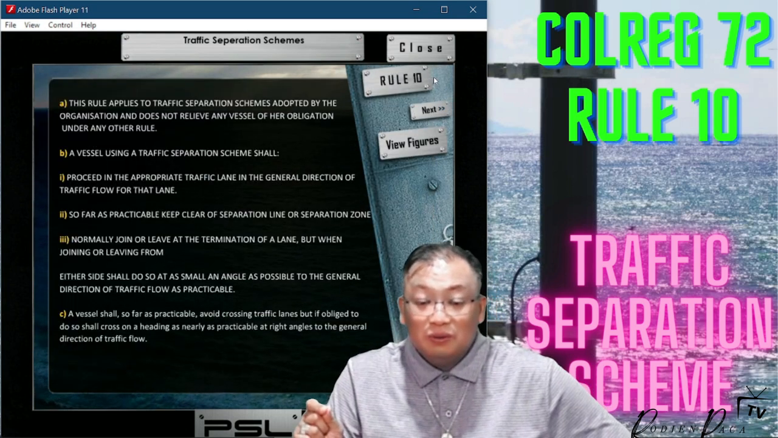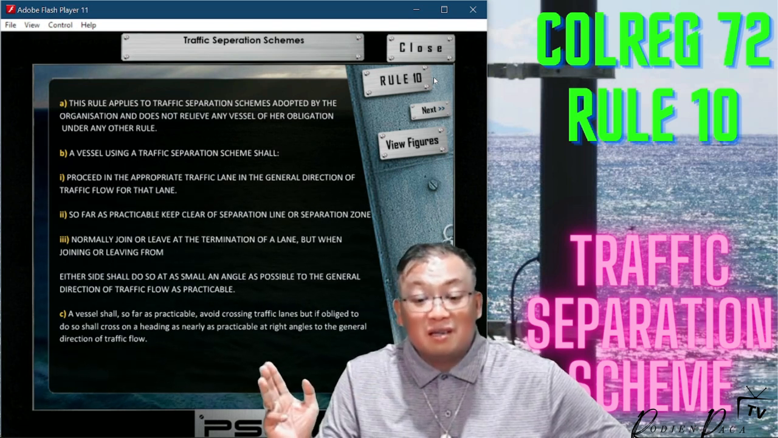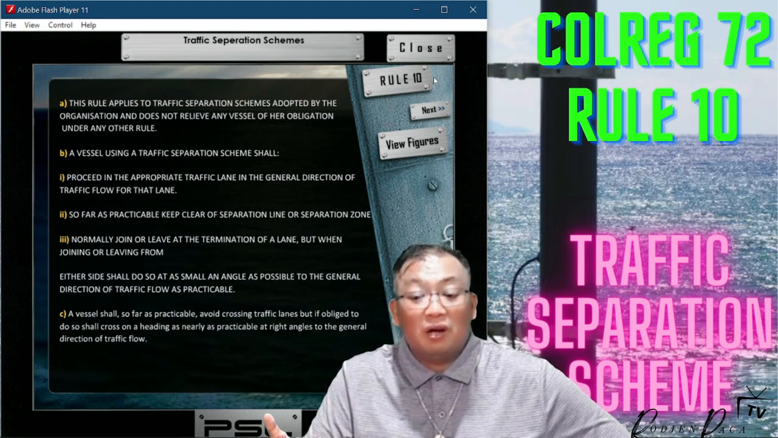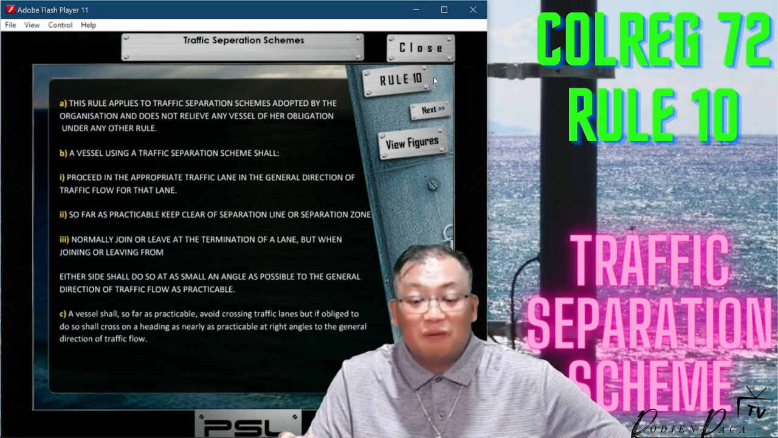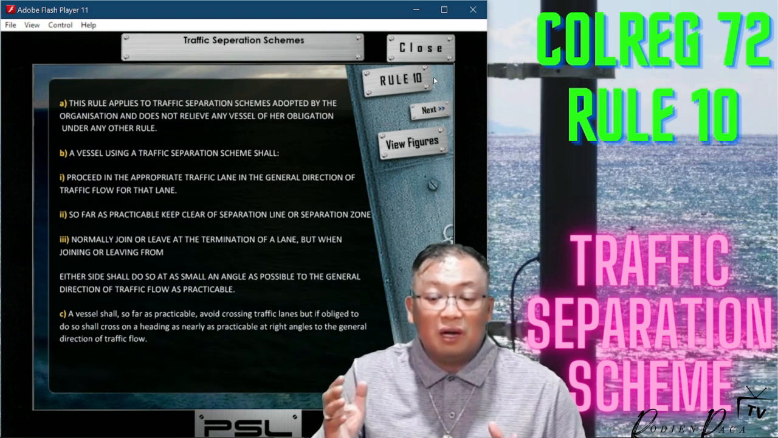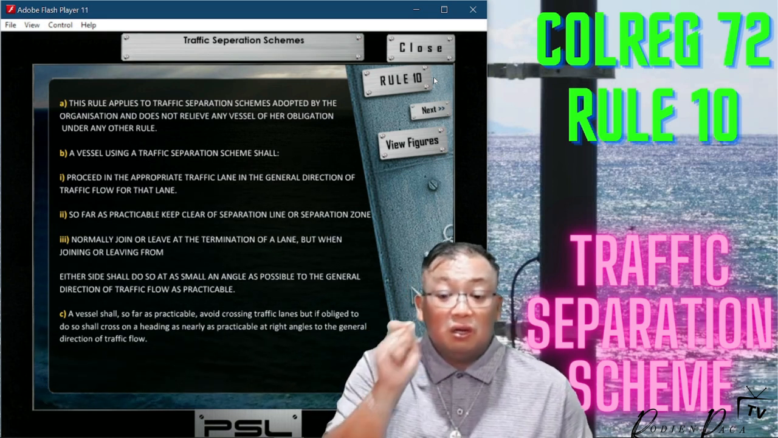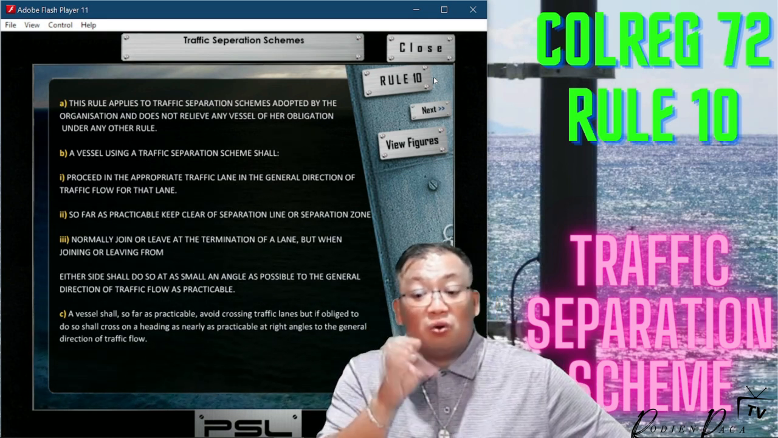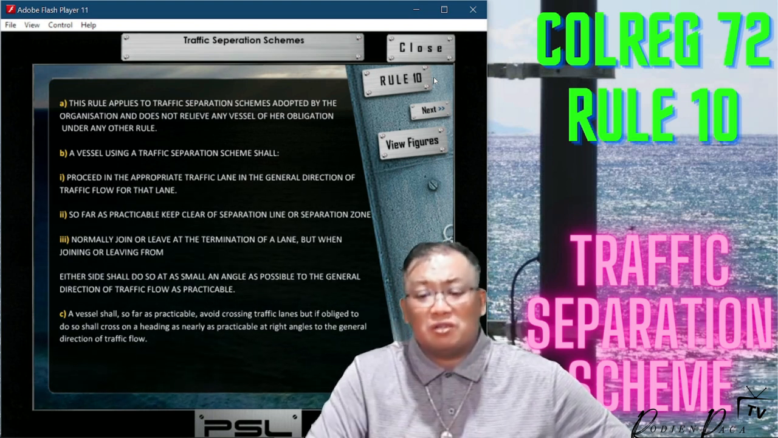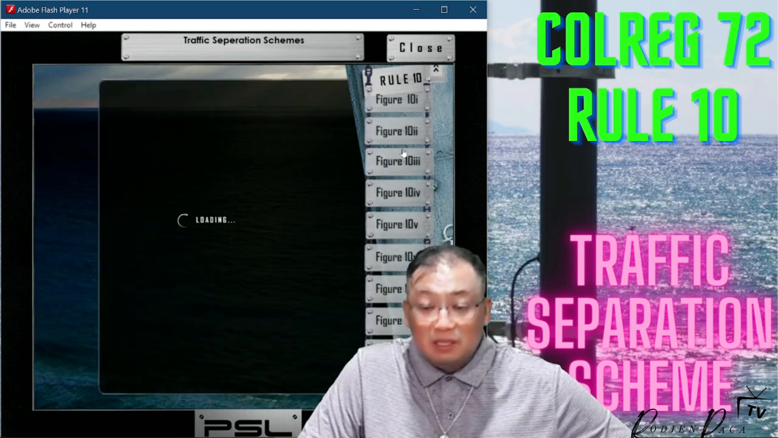Bravo, the three numbers 1, 2, 3, already discussed. Let's go to Charlie. A vessel shall, so far as practicable, avoid crossing traffic lanes, but if obliged to do so, shall cross on a heading as nearly as practicable at right angles to the general direction of flow. You are recommended not to cross a traffic lane. However, if obliged to do so for some reason, you must do it as much as possible at a right angle.